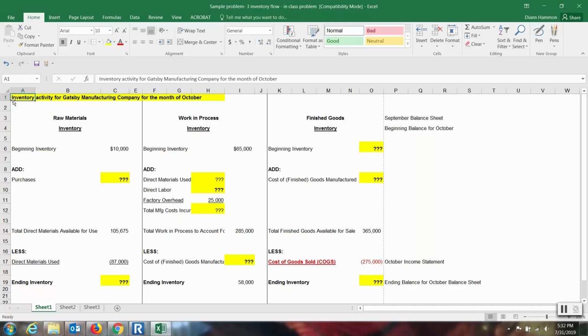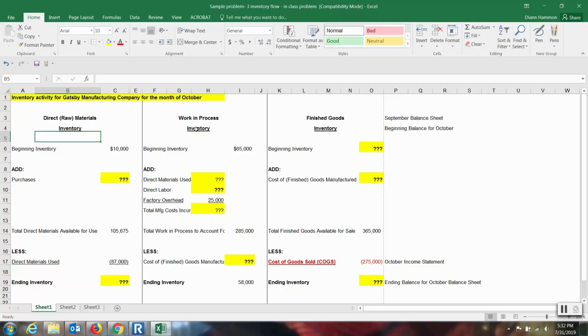In this video, we'll look at the complete inventory activity for Gatsby Manufacturing Company for the month of October. Here I have all three of the inventories put together. We have first the direct materials inventory, also called raw materials inventory. We have the work in process inventory, also called the goods in process inventory, and then the finished goods inventory.